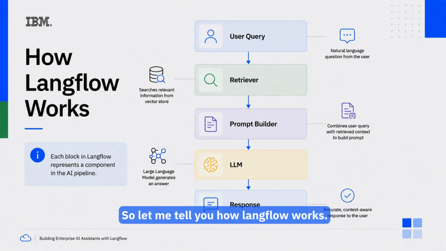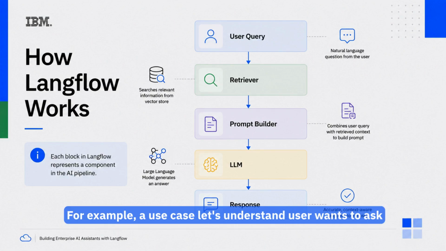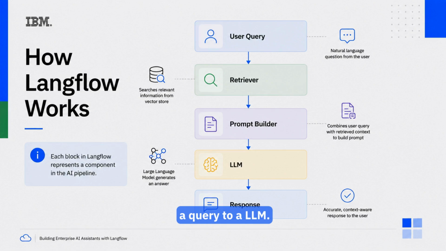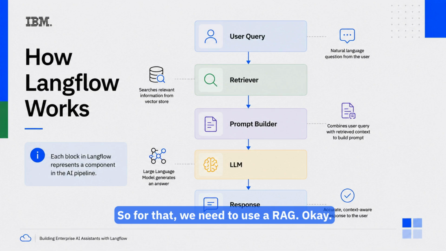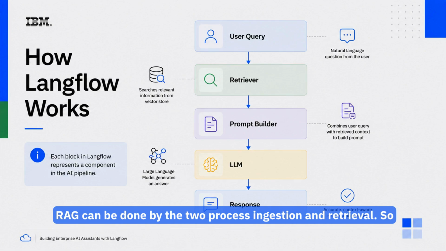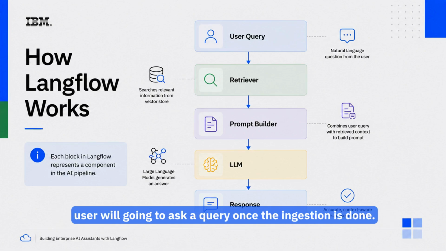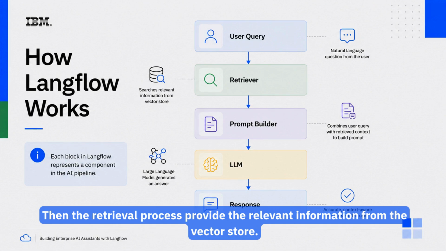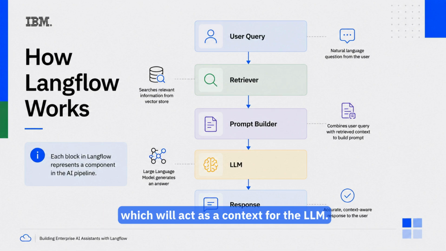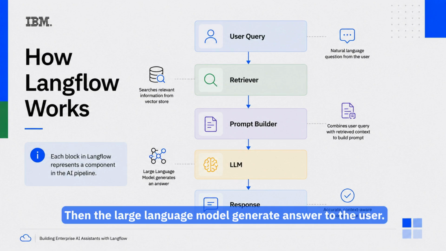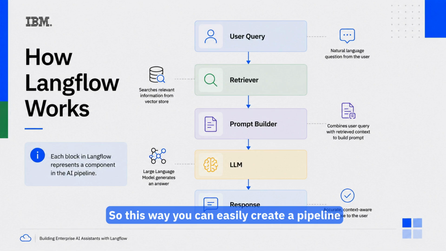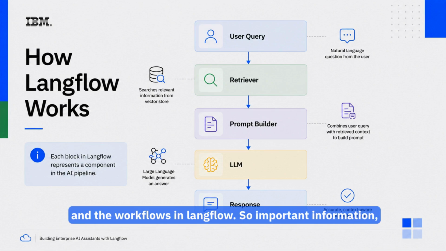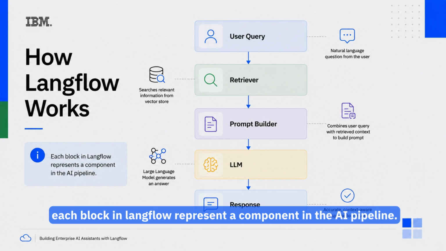Let me tell you how Langflow works. For example, let's understand a use case where a user wants to ask a query to an LLM. The LLM does not have the context about it, so for that, we need to use RAG. So how are we going to create the RAG? RAG is done by two processes, ingestion and retrieval. The user will ask a query. Once the ingestion is done, the retrieval process provides the relevant information from the vector store. Then the prompt builder comes into the picture, which acts as context for the LLM. Then the large language model generates an answer for the user. This way you can easily create pipelines and workflows in Langflow. Important information: each block in Langflow represents a component in the AI pipeline.